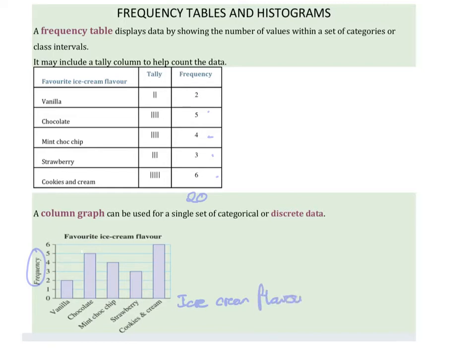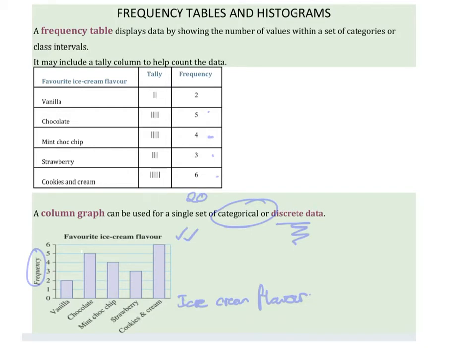We should always label our axes, so frequency and ice cream flavour, and we should always give our graph a heading. So favourite ice cream flavour is our heading here. Down the bottom are all of the different categories. So a column graph is used for categorical data, or if we were dealing with numerical data, it would be numerical discrete data.